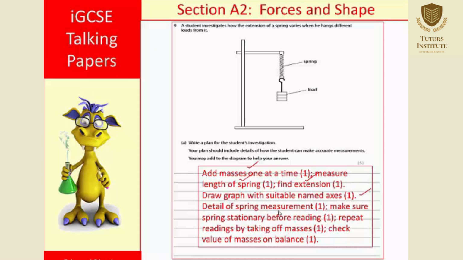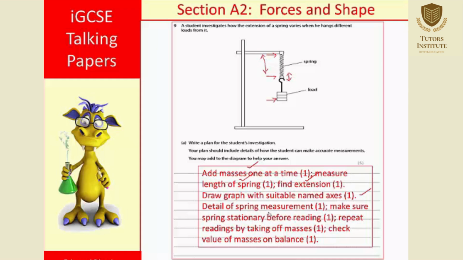Now, detail the spring measurement. What that means is where you're taking the measurement from. You're taking it from the absolute top here down to where? You're measuring it to there, okay, or you measure it down to the bottom of the load. You must specify where your length is going to be measured from and to. Okay. And how are you going to measure extension? Extension is how much it increases each time. So how are you going to measure that? Make sure you include that sort of detail.